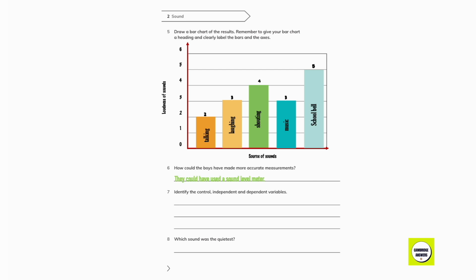Identify the control, independent, and dependent variables. Control variable, the rating system of ticks they use to describe the volume of sounds. Independent variable, the source of the sound they measured. Dependent variable, the volume of the sound. Which sound was the quietest? Talking.